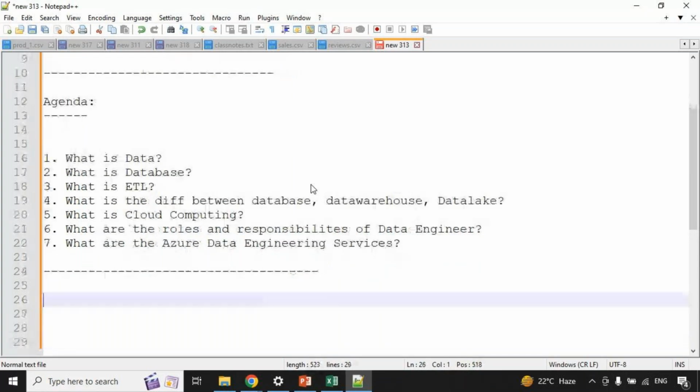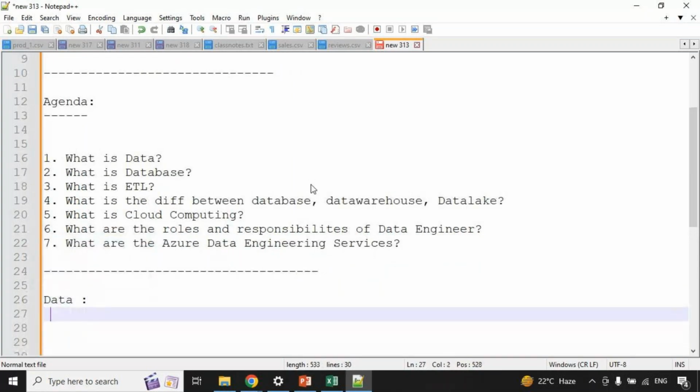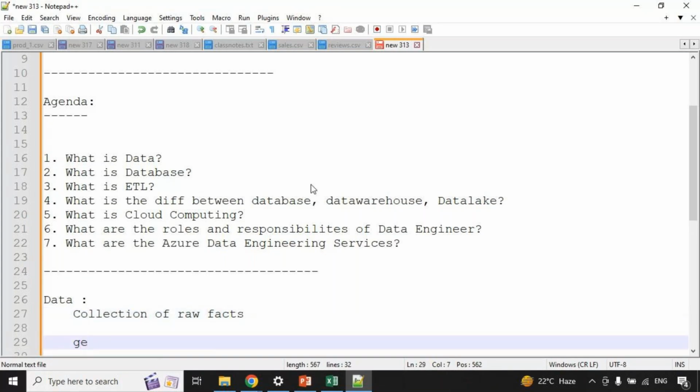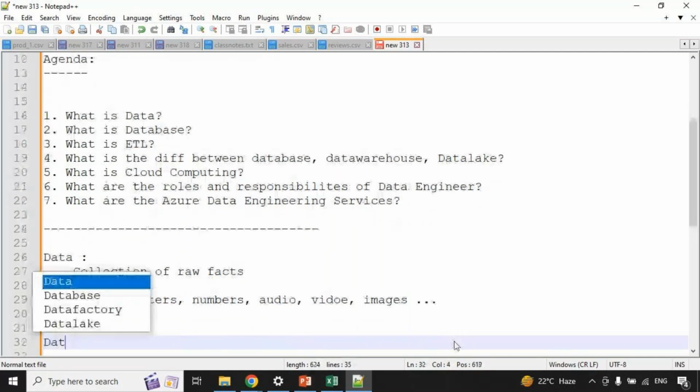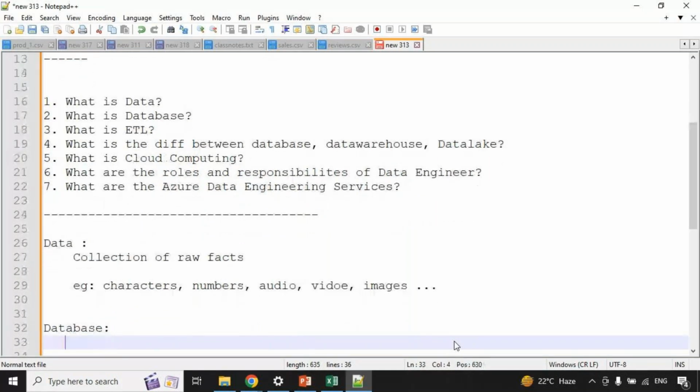So first we have to start with data. Guys, throughout our entire journey we will hear the terminology data. Data is a collection of raw facts. It can be characters, audio files, video files, images. Everything, characters, numbers, everything we can call data. Now, this data we have to store somewhere. That is the database.